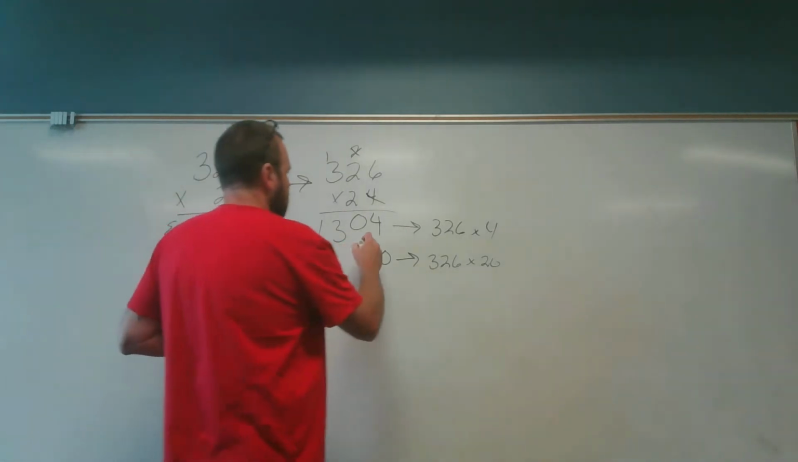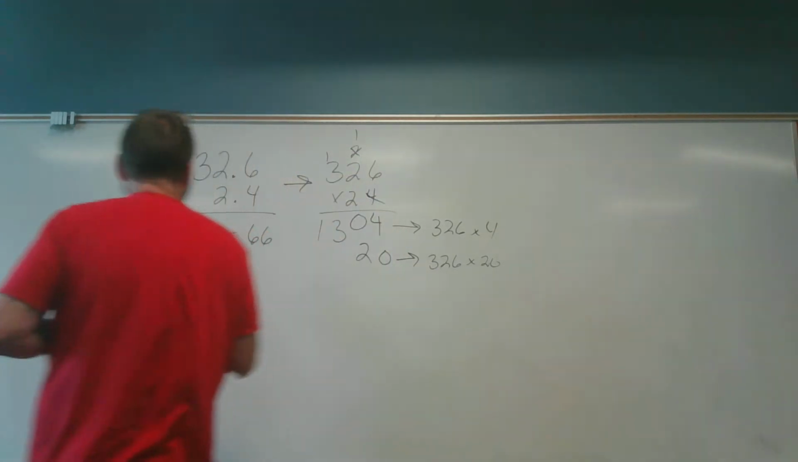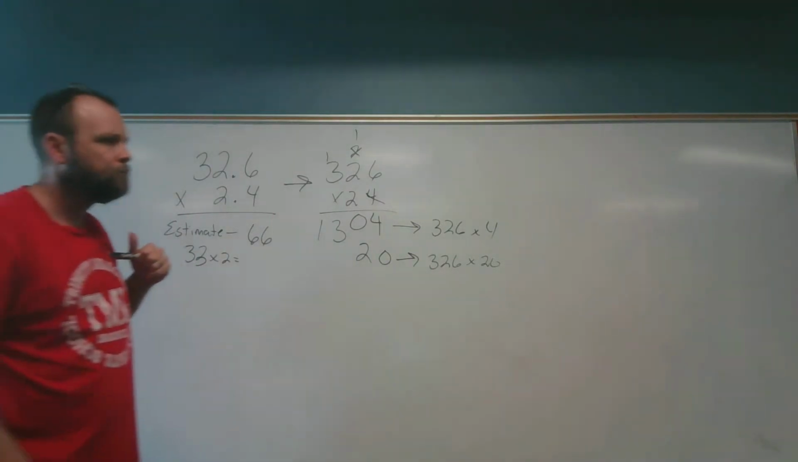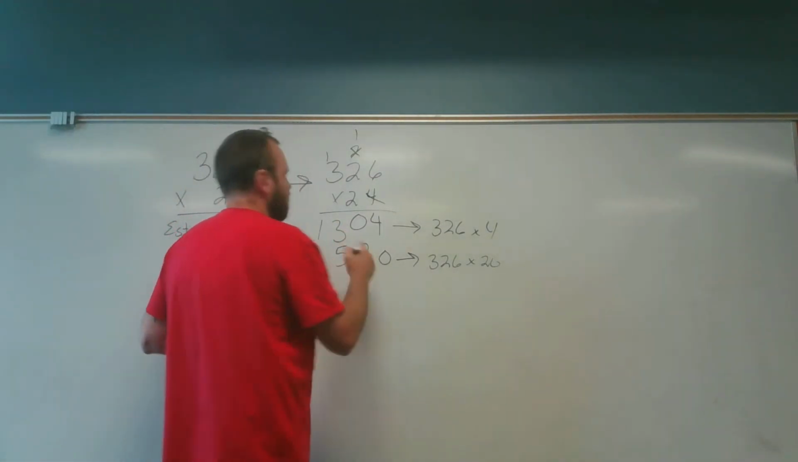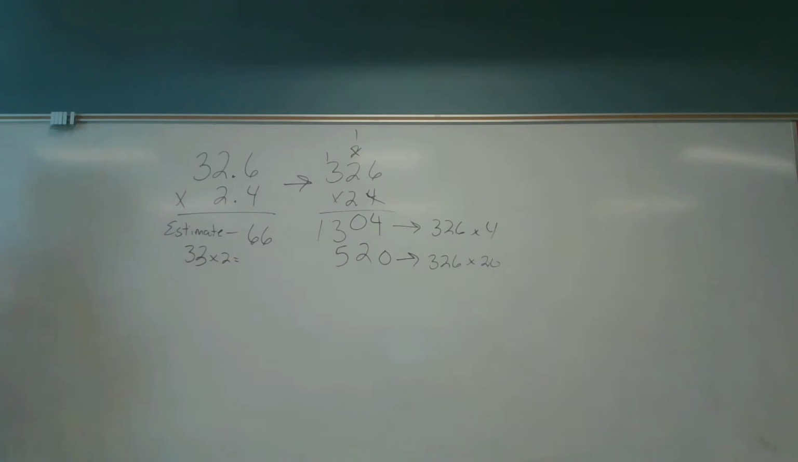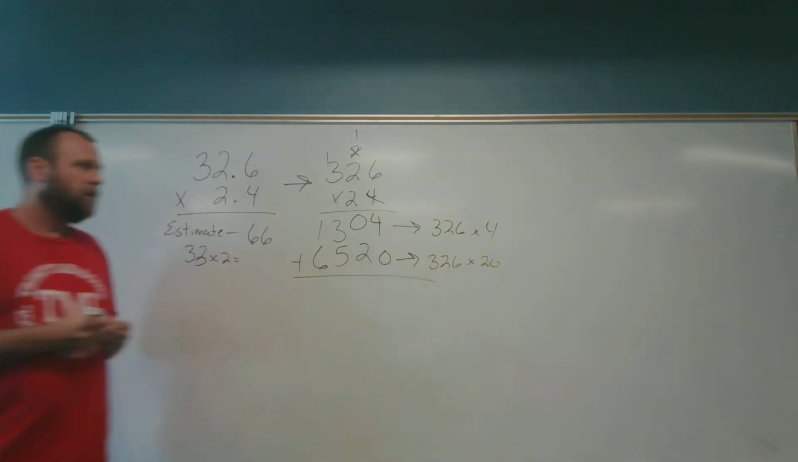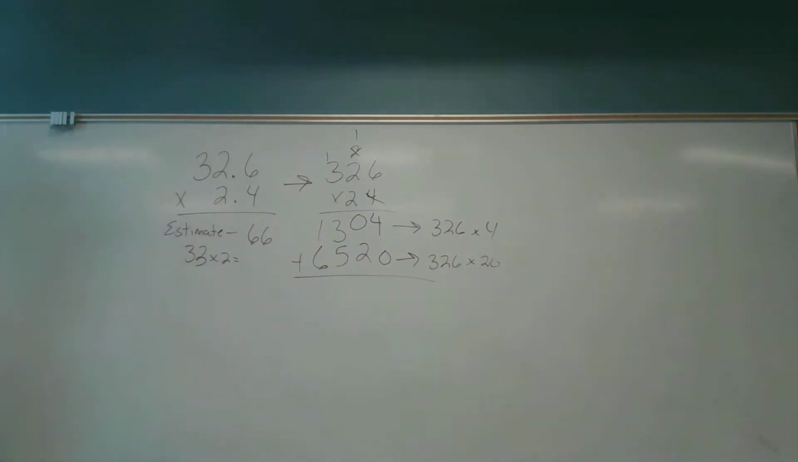12. So I put my 2, carry my 1. What's 2 times 2, Dylan? Plus 1? 5. I don't have to carry anything. 2 times 3, Dylan? 6. Now I add. I know that 326 times 20 is 6,520.